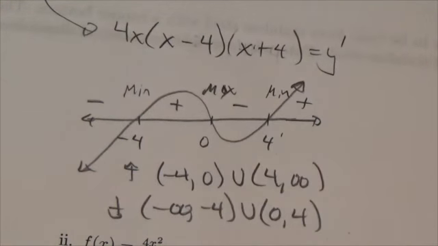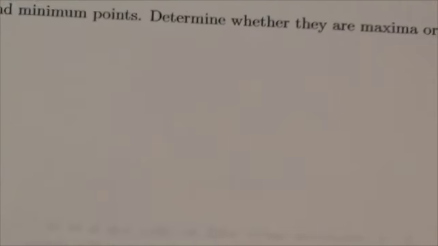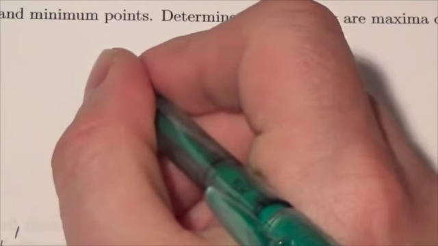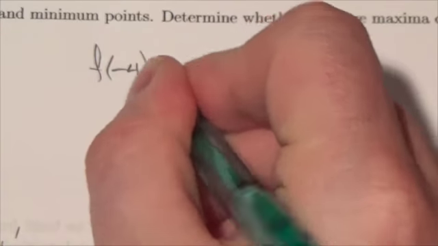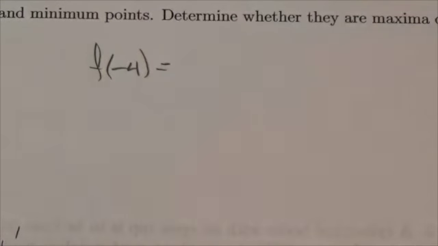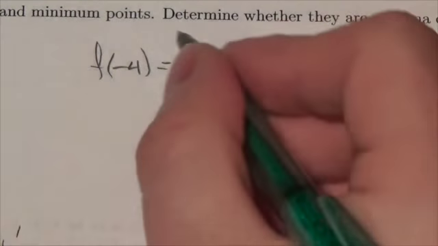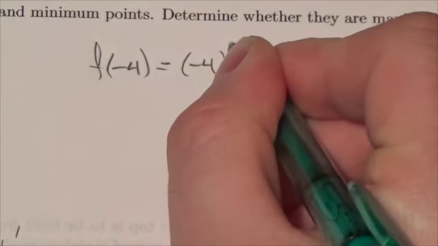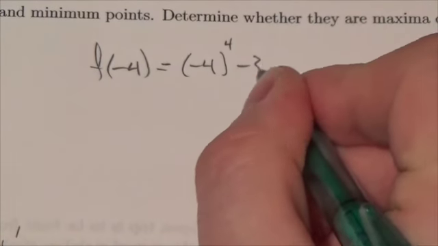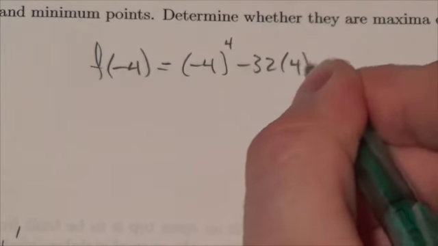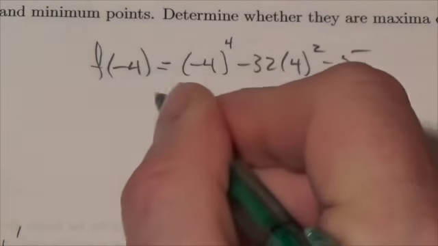So now I might go up here. Remember, to figure out what the coordinates are, I have to go back to the original function. So we're going to determine the original function evaluated at, let's say, negative 4. The original, not the derivative. The derivative only gives us the slopes. The original function is what gives us the y-coordinates. So this will end up being negative 4 to the 4th minus 32 times 4 squared minus 5.